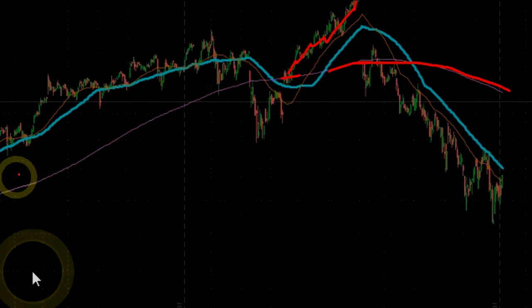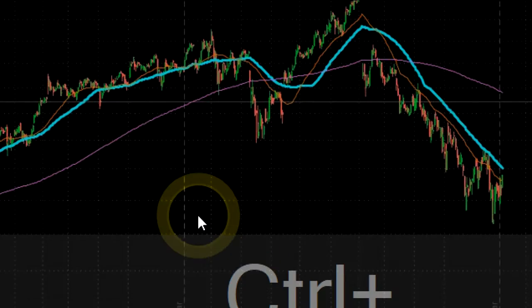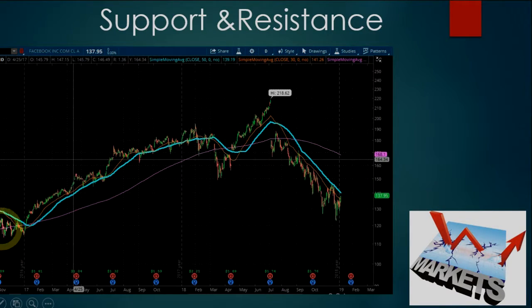Now, it was support for a long time, so what do we say? When support is broken, support now becomes resistance. So that's what I meant by support. A break of support becomes resistance, and a break of resistance becomes support. So, for example, if we go back a little bit earlier on Facebook, let's say there was some point where Facebook was trading below the 200-day moving average and gapped up and came back and retested. That would have been a good buy point, because Facebook's likely to hold support at the 200-day moving average.